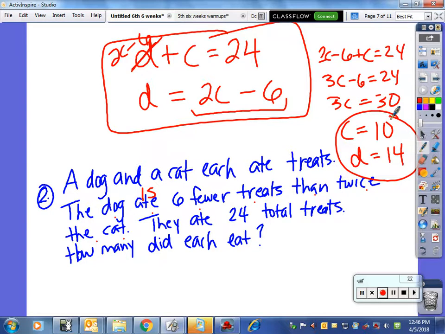Now, see how it matches both? The dog ate 6 fewer than twice the cat. What's twice the cat? And what's 6 fewer than that? See, it matches both situations.